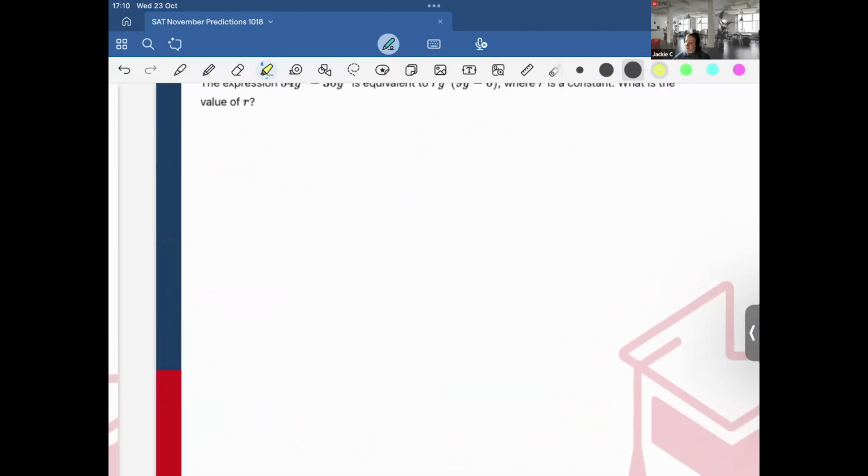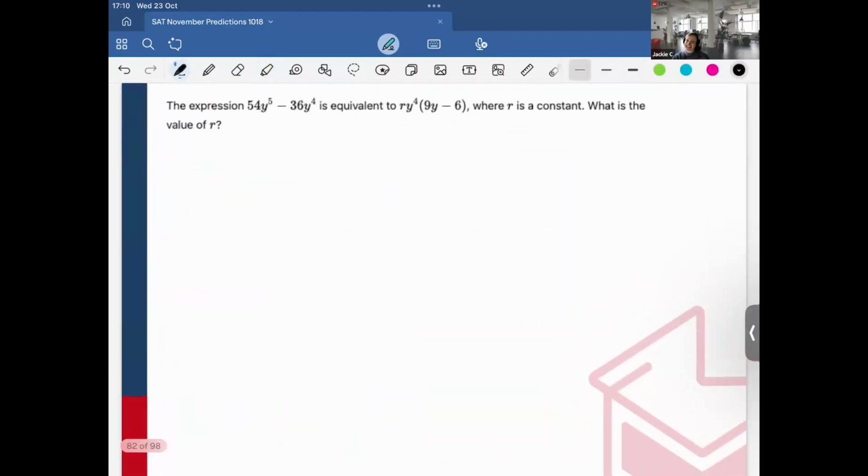Okay, next up. Ooh, equivalent expressions, SAT classic. So the expression 54y to the fifth power minus 36y to the fourth is equivalent to ry to the fourth times (9y minus 6), where r is a constant. What is the value of r?